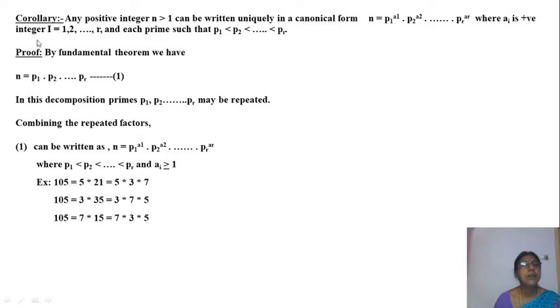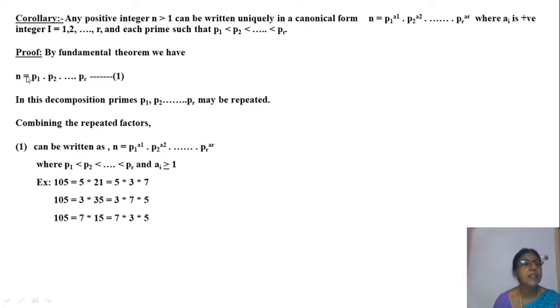So we prove this by using the fundamental theorem. This is a corollary of the fundamental theorem. So we write the proof here. By the fundamental theorem we have n equal to a product of prime numbers. We know it. In this decomposition, primes p1, p2, pr may be repeated. For example, n is equal to, let's say, 48.